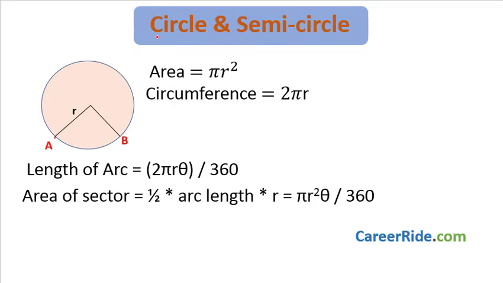Now the next popular shape in this chapter is the circle and semicircle. All of us know that the area of a circle is pi r squared, and the circumference is 2 pi r.